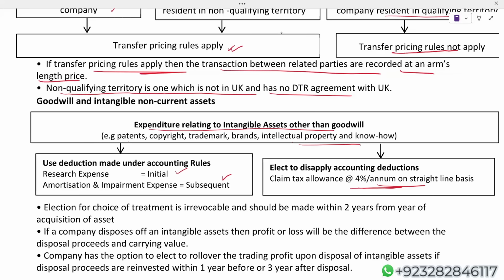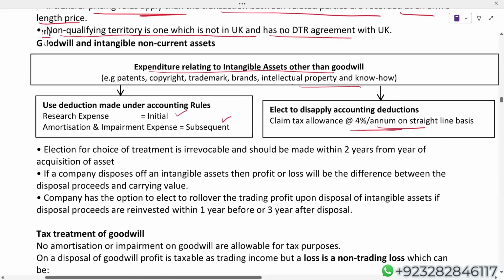It's very simple. If, for example, under the accounting rule you are not amortizing it at all, it means there's no allowable expenditure under accounting rules, then I'll go for the 4% straight line method. Second, there's a possibility that under the accounting rule, assuming your amortization percentage is just 2%, then obviously I'll go for 4%. So simply how to decide? You compare the accounting rule with 4% straight line. Whichever gives you a higher deductible expense, go for that. But you have to elect one of them.